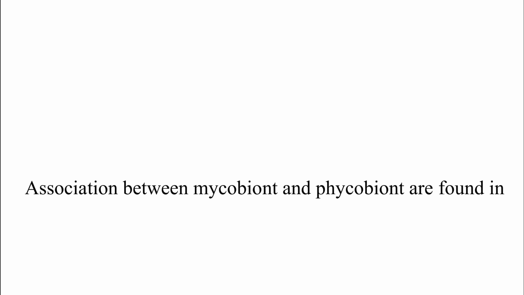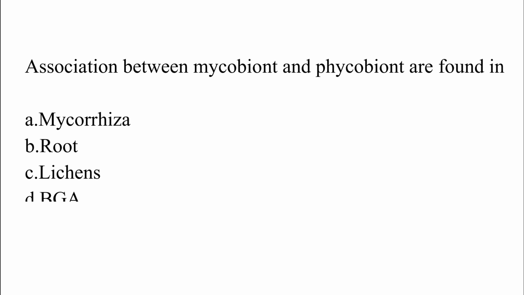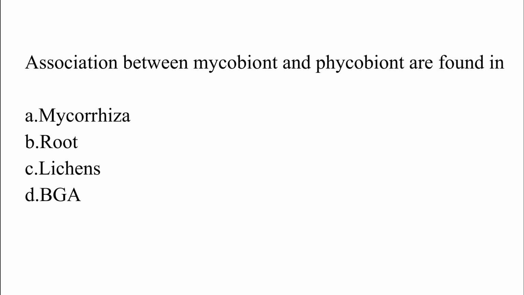Contagium vivum fluidum was proposed by option A, D.J. Ivanovsky, option B, M.W. Beijerinck, option C, Stanley, option D, Robert Hooke. The correct answer is option B, which is M.W. Beijerinck. Association between mycobiont and phycobiont is found in option A, mycorrhiza, option B, root, option C, lichen, option D, BGA. The correct answer is option C, which is lichen. The mycobiont represents the fungi and the phycobiont represents the algae, and the association of algae and fungi is known as lichen.